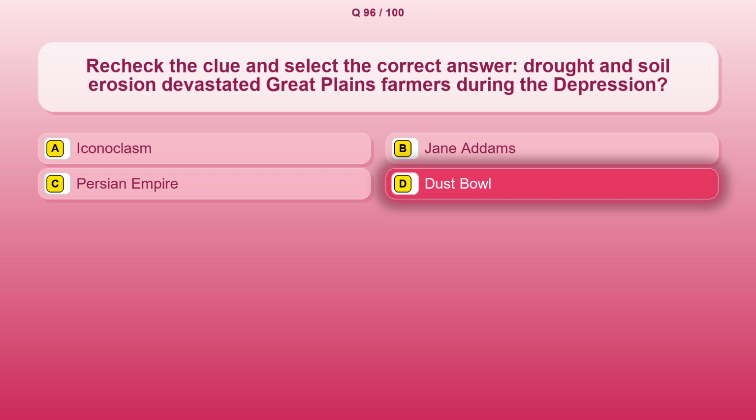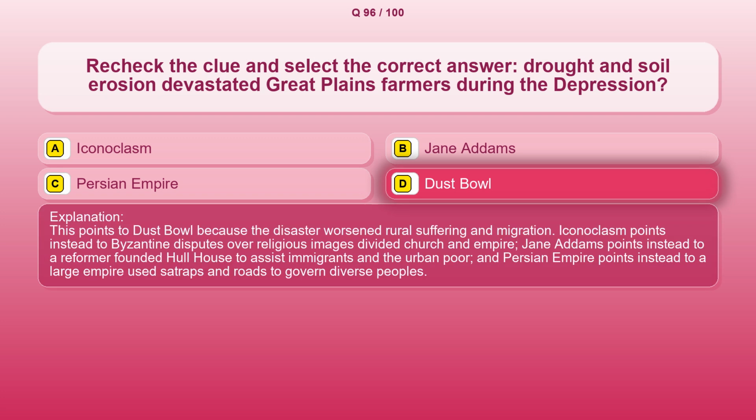The correct answer is option D, Dust Bowl. This points to Dust Bowl because the disaster worsened rural suffering and migration. Iconoclasm points instead to Byzantine disputes over religious images that divided church and empire. Jane Addams points instead to a reformer who founded Hull House to assist immigrants and the urban poor, and Persian Empire points instead to a large empire that used satraps and roads to govern diverse peoples.